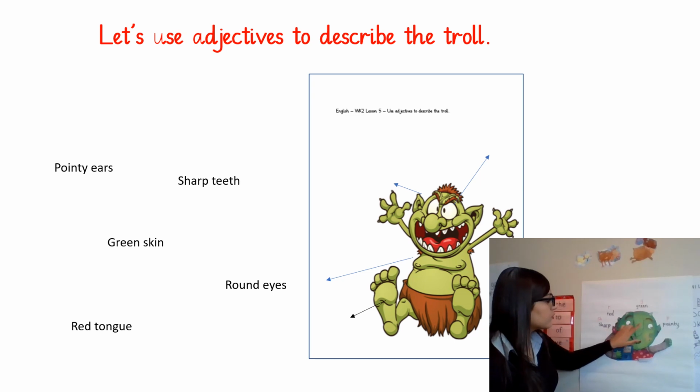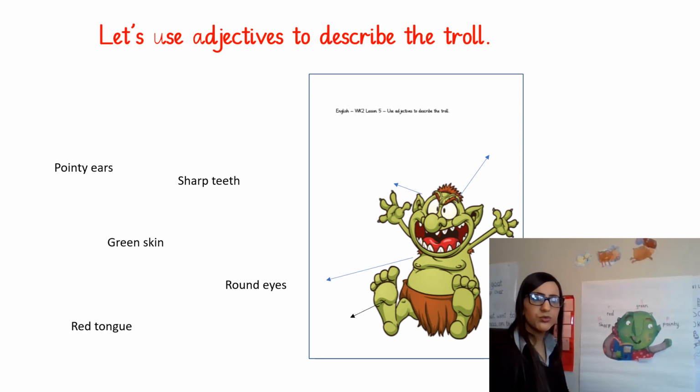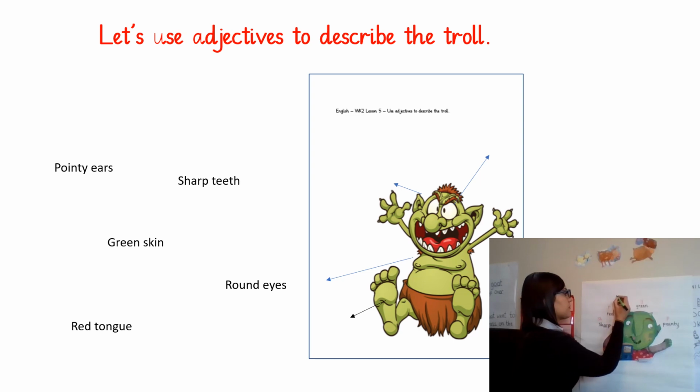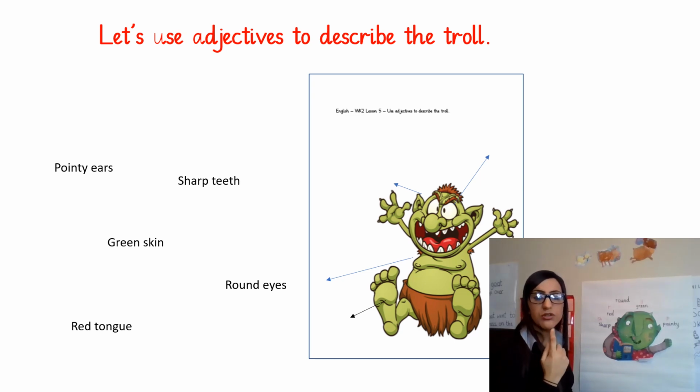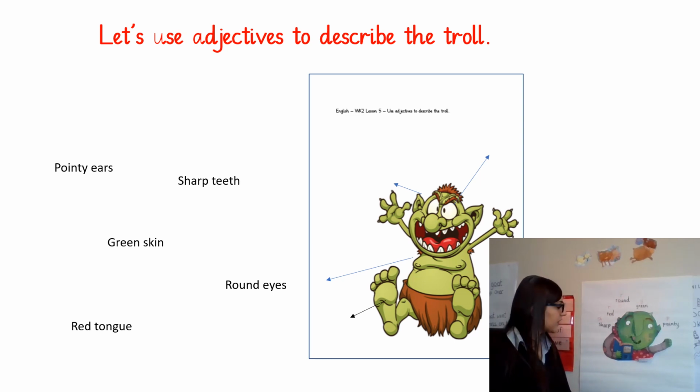Round. He has round eyes. So I'm telling you what shape his eyes are. So they are round. Round. Begin with an r sound. R, round. I'm going to write r, ow, d. The sound ow is a special friend sound. But if you can hear the sound r at the beginning, you can write r. Have a look at other things you can see on the troll, and you can write them all around.